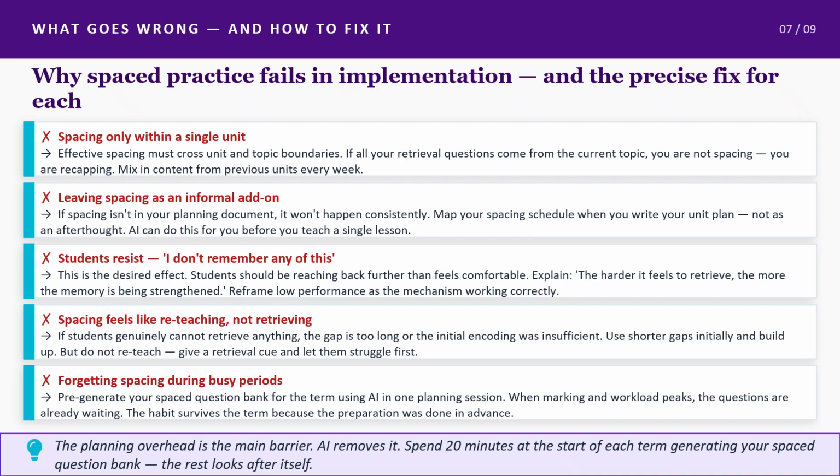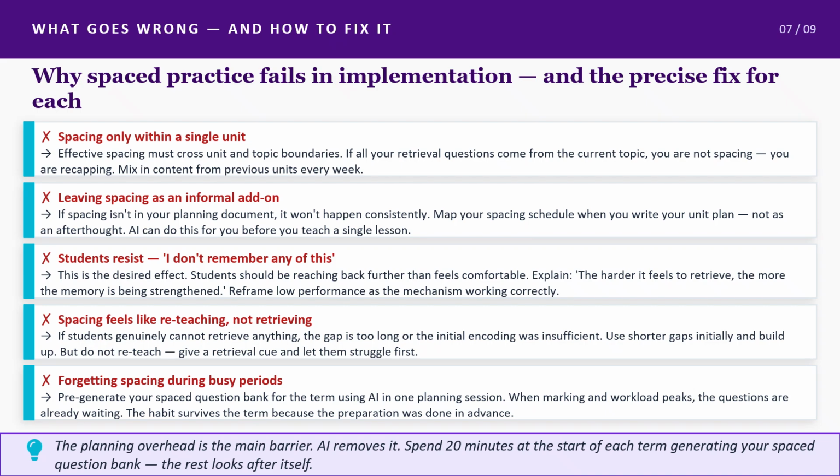Students resist. "I don't remember any of this." This is the desired effect and it needs reframing explicitly. When students reach back to content from 4 weeks ago and struggle, that struggle is the spacing mechanism activating. Explain it directly. The harder it is to retrieve, the more you're strengthening the memory. Low scores now, high retention later. If students cannot retrieve anything at all, the gap is too long or the initial encoding was too shallow. Shorten the gap and build from there.